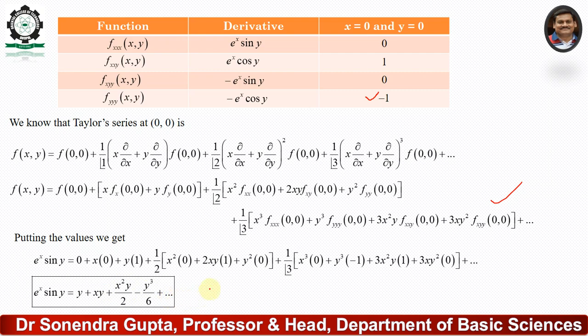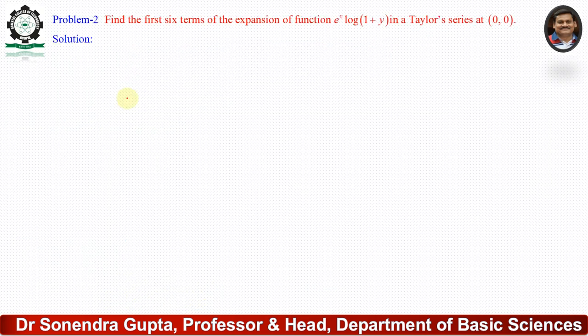Now this is your required answer. In this question we discussed the expansion of the function at the point of origin. Now we discuss the second question. The second question is: find the first 6 terms of the expansion of the function e to the power x log 1 plus y in the Taylor series at the point 0, 0.